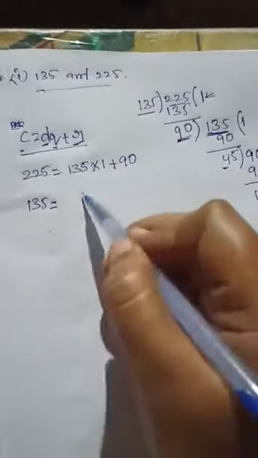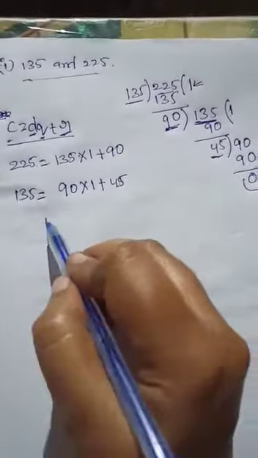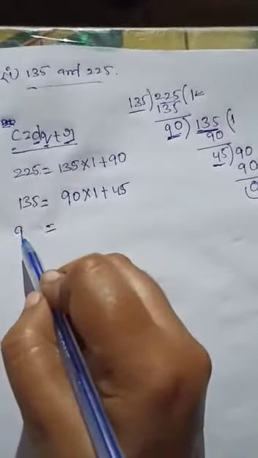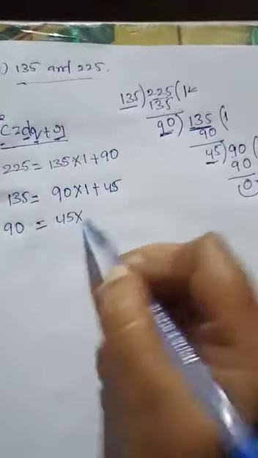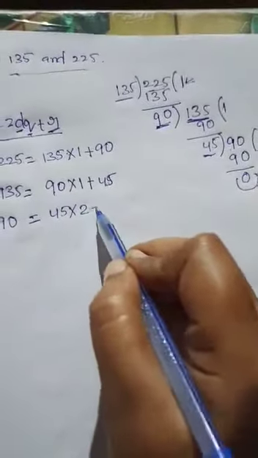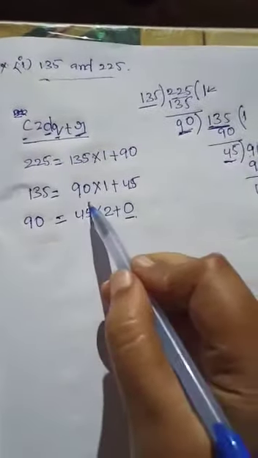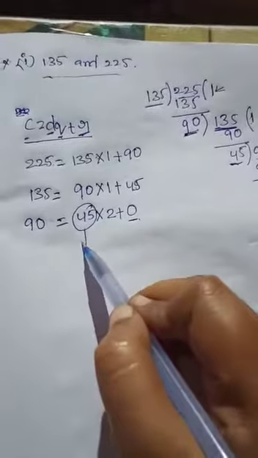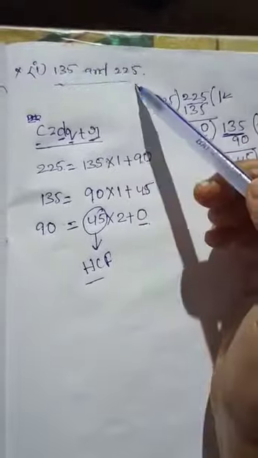Here C is 135. 135 equal to DQ. Here D is 90, into Q is 1, plus we get remainder 45. Here C is 90 and D is 45. Q is 2 plus 0. We get remainder 0. So here D is our HCF. Here D is 45. 45 is our HCF of 135 and 225.